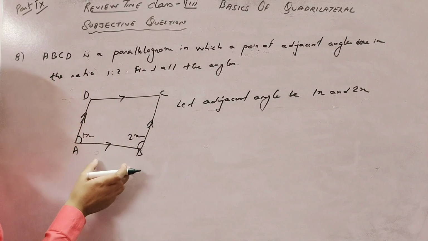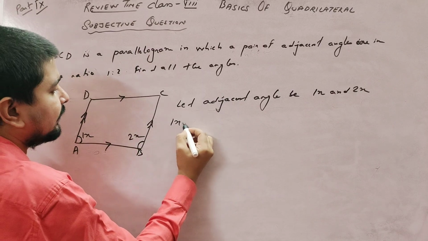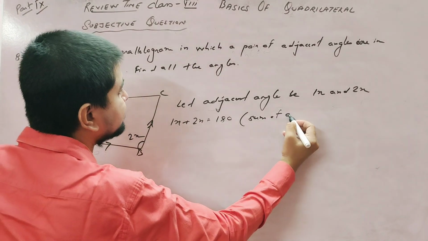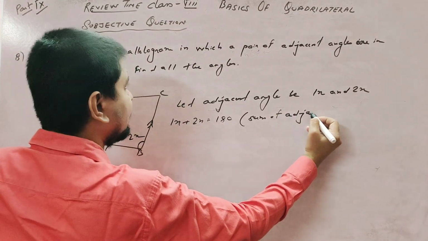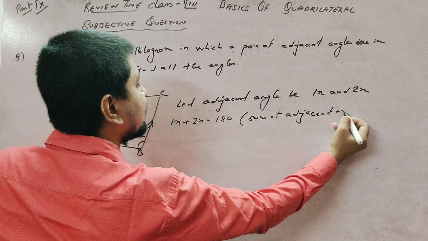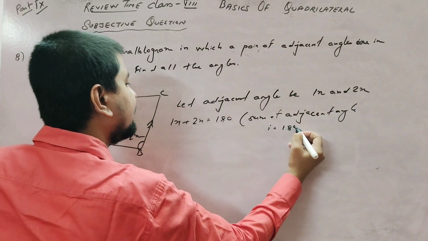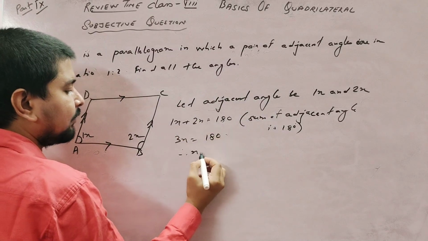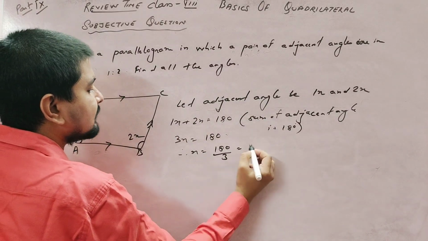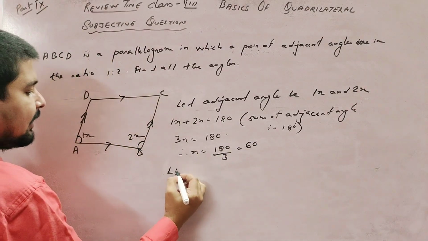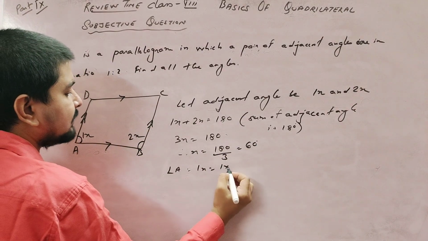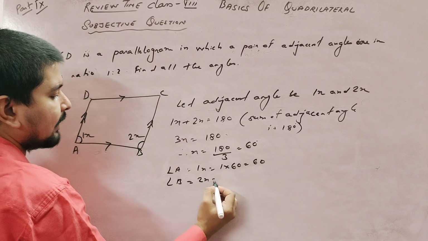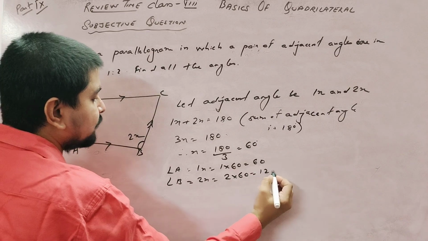So we know that the sum of adjacent angles is 180 degrees. So 1x plus 2x equals 180 degrees. So this is 3x equals 180 degrees. Therefore x equals 180 by 3, that is 60 degrees. So angle A equals 1x, that means 1 into 60 is 60. Angle B equals 2x, that means 2 into 60 equals 120.